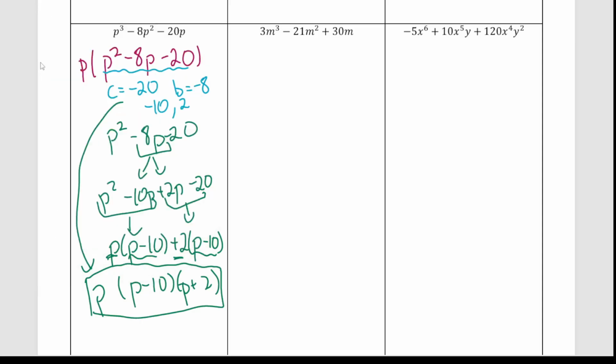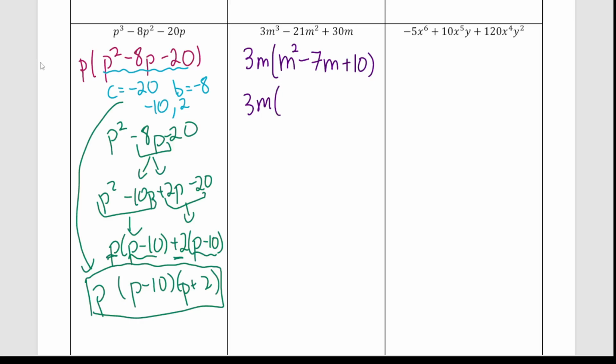For this next one, the greatest common factor is going to be 3m squared. 3m cubed divided by 3m squared will leave me with m. Negative 21m squared divided by 3m squared will leave us with negative 7. 30m divided by 3m squared will leave us with plus 10. And then for that, oh, that was 3m squared. I said verbally the square and I forgot to write it down, my bad.